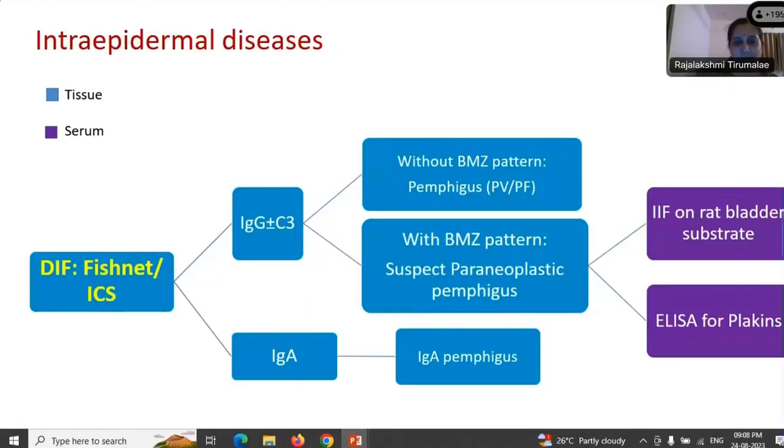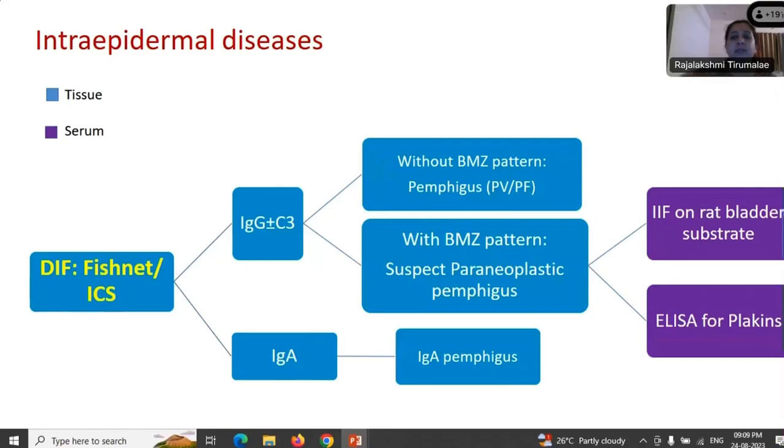And this is an algorithm to show you how to approach blistering diseases with the combination of DIF pattern, histopathology, and those cases which would require further studies. For example, paraneoplastic pemphigus, or what is now called the paraneoplastic systemic autoimmune syndrome. This is a case with a high incidence of internal malignancies. So when do you suspect it? When you have a combination of intercellular and basement membrane zone patterns, but this is not diagnostic. And neither does the biochip have the substrate which is confirmatory.